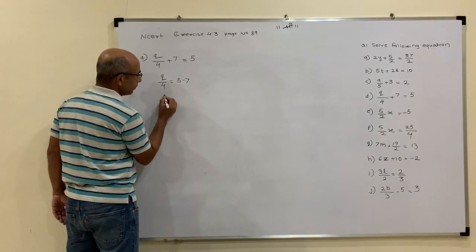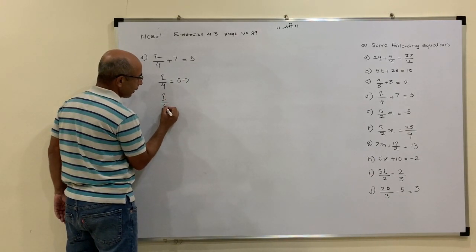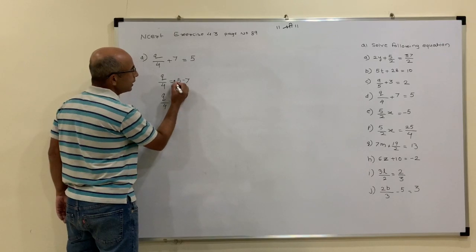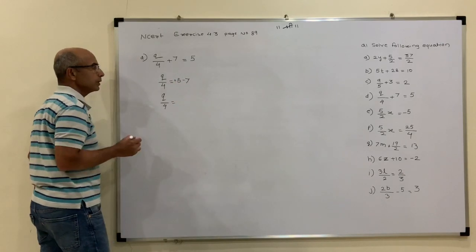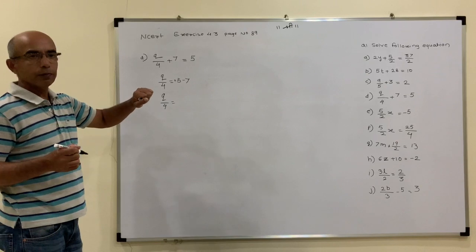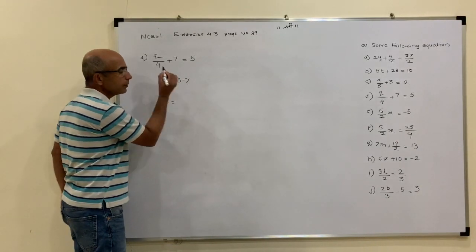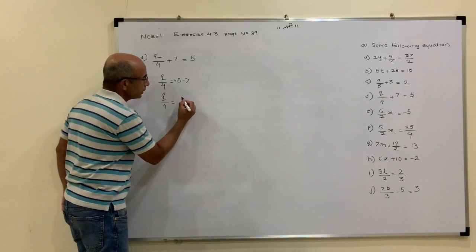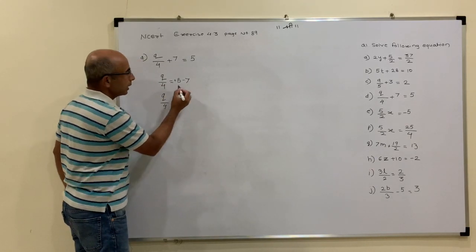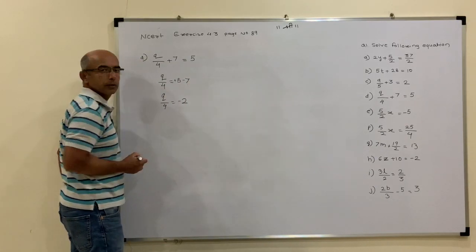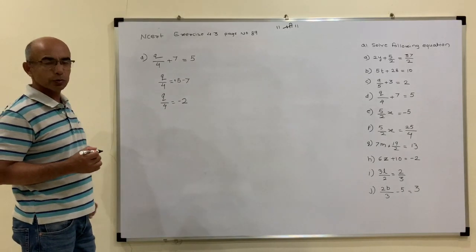So my next step will be q divided by 4 equals, again here the 5 is positive, 7 is negative, signs are different. We will be subtracting the smaller number from the larger number. So 7 minus 5 comes out to be 2, and the sign is of the larger number. So it's a minus 2.